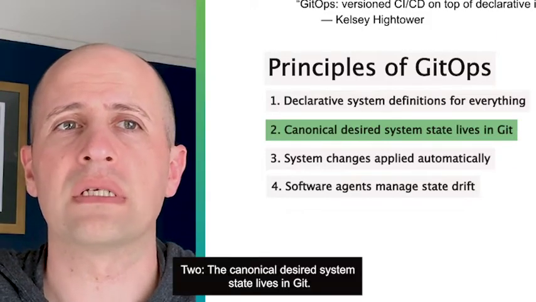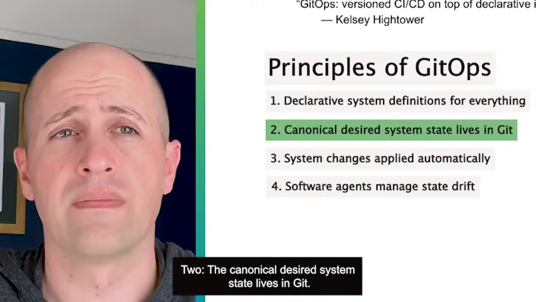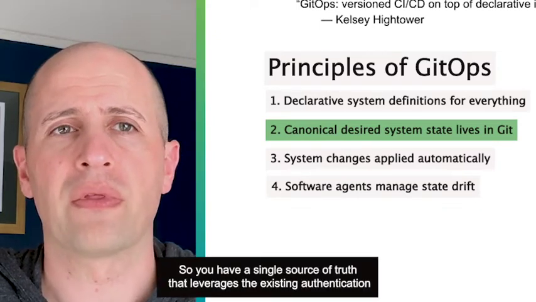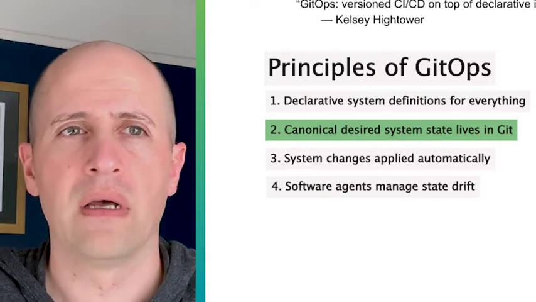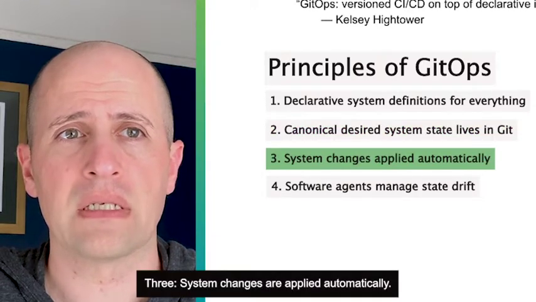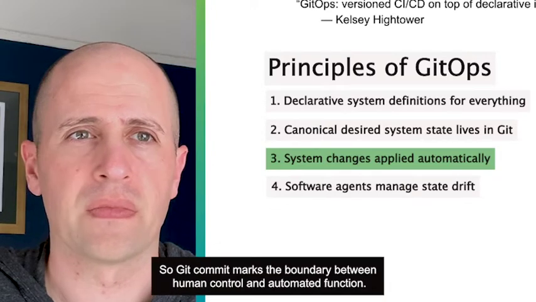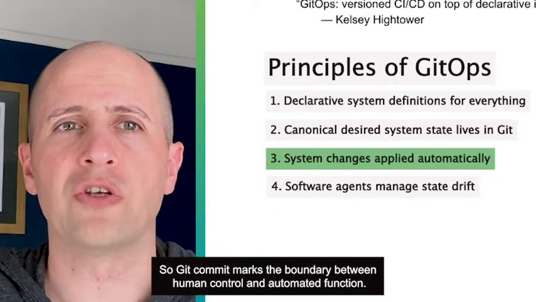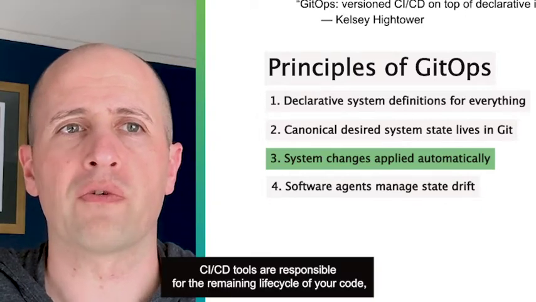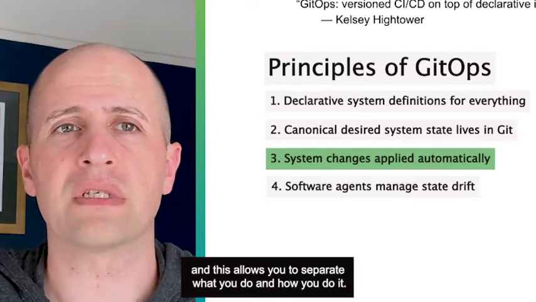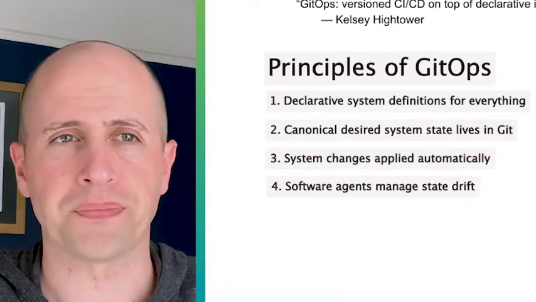Two, the canonical desired system state lives in Git. So you have a single source of truth that leverages the existing authentication and version control powers of Git. Three, system changes are applied automatically. So a Git commit marks the boundary between human-controlled and automated function. CI/CD tools are responsible for the remaining lifecycle of your code, and this allows you to separate what you do and how you do it.